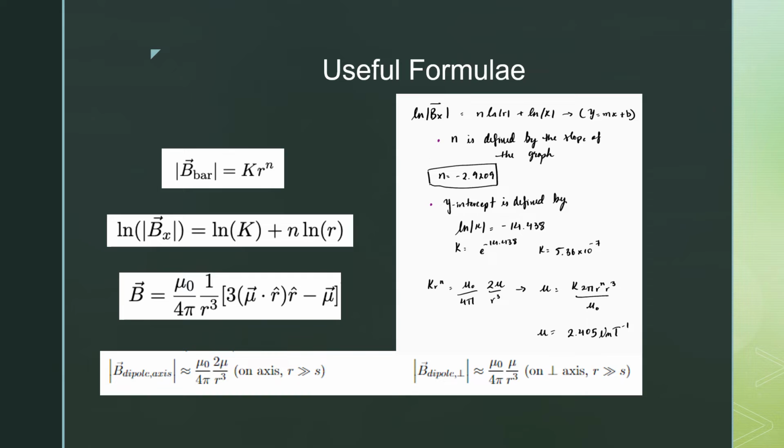Some of the useful formulas would be the 4 fundamental formulas that make up this experiment. Using these formulas, I was able to find the values of n, k, and mu. At first, treating the graph from the data collection as a line with a slope and intercept, n is considered as the slope and ln of k is considered to be the y-intercept. Using these values and equating the other equations together, you can determine the value of mu, which in this case is 2.405.